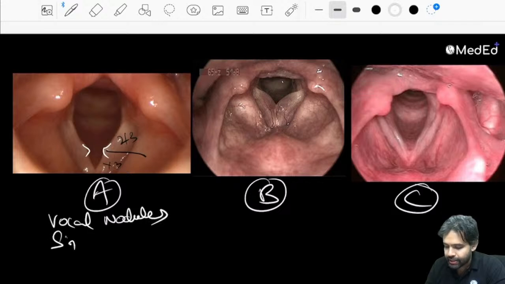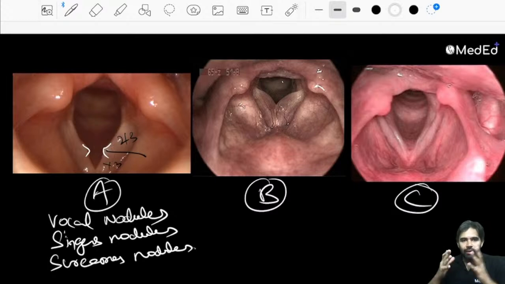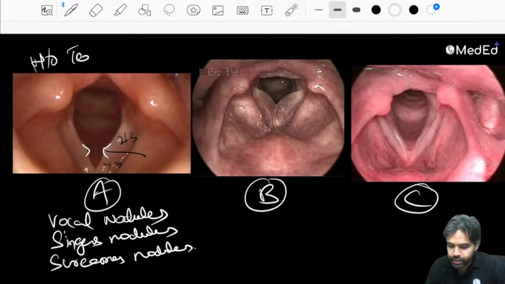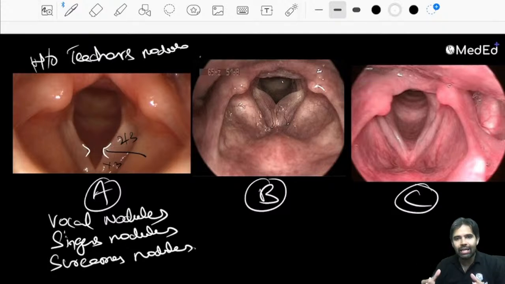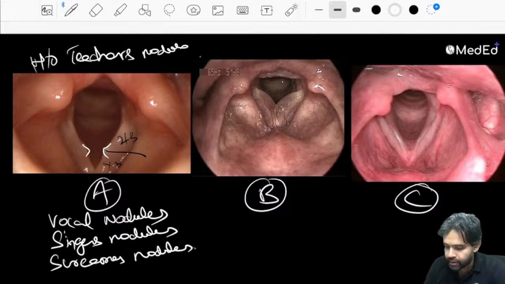It's also called singers nodules, also called screamers nodules, because of a lot of vocal cord abuse. So here there will be a history of some sort of profession, like a teacher, also called teacher's nodule, singer, screamer. They will give you some hint and give you this image. In the second one, I think, like Ritik and Pratibha, you've all said this is a Reinke's edema. Okay, this is a Reinke's edema.